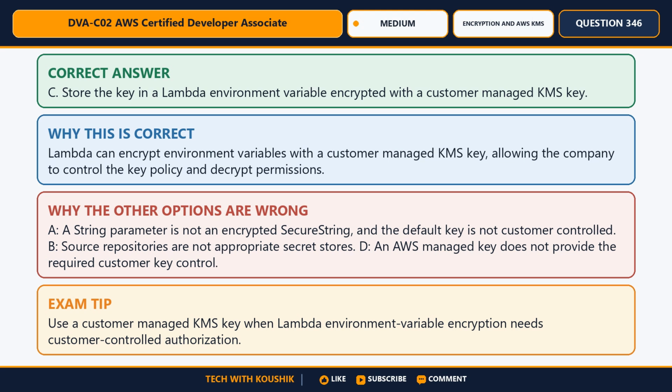A. A string parameter is not an encrypted secure string, and the default key is not customer-controlled. B. Source repositories are not appropriate secret stores. D. An AWS managed key does not provide the required customer key control. Exam tip. Use a customer-managed KMS key when Lambda environment variable encryption needs customer-controlled authorization.